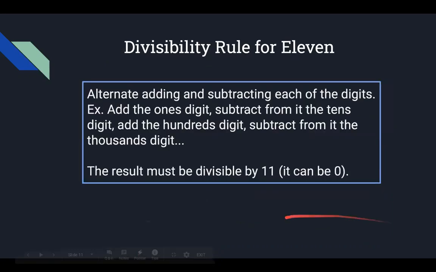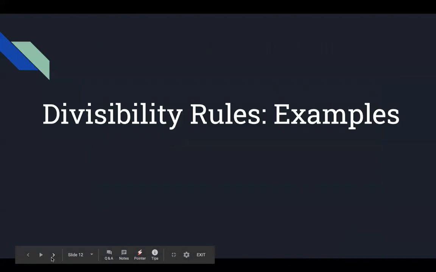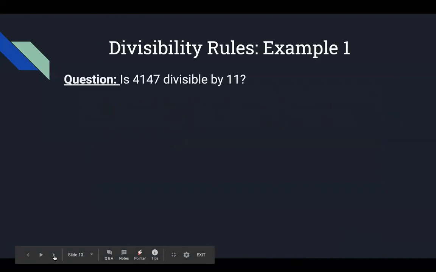All right, here's another complicated one. The rule for 11, you have to alternate adding and subtracting the digits. So for example, you would add the ones digit, then subtract the tens digit, and then add the hundreds digit and subtract the thousands. All right, that's not a very good explanation. So it's probably better if we show it in an example. Here. Is 4,147 divisible by 11?